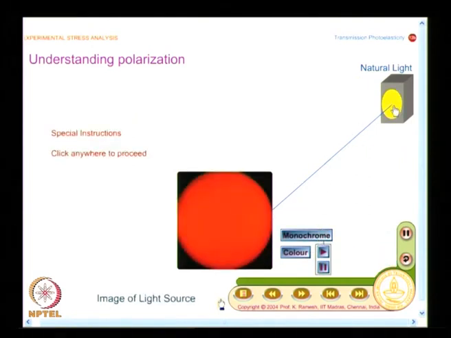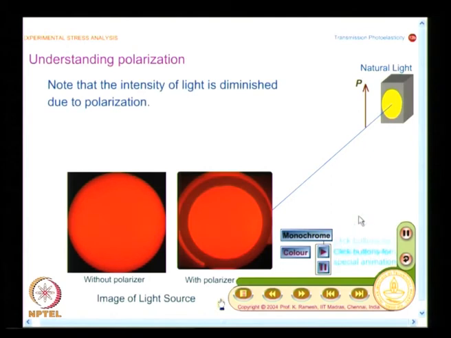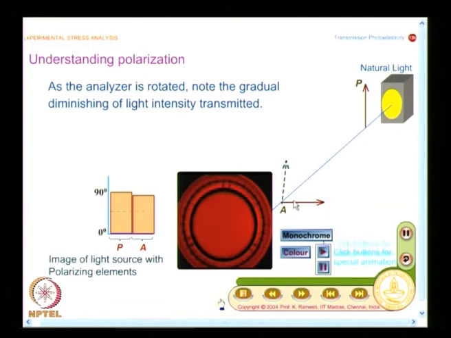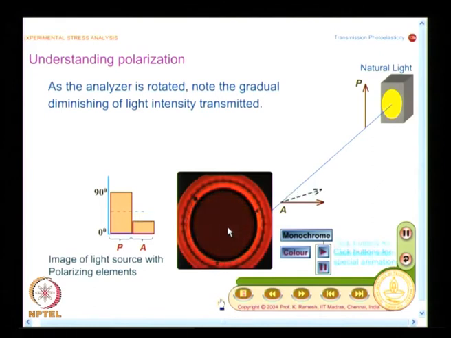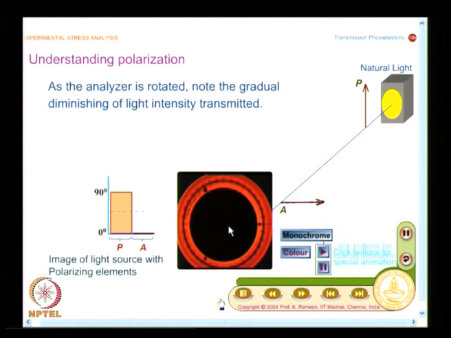I have a sodium vapor lamp, the illumination is brighter, and the same phenomenon takes place. I put a polarizer, some amount of intensity is lost, which you do not see very clearly on the screen, but you can see that in the laboratory class, and when I rotate it and keep it horizontal, this also becomes cut, the light is cut. So, what you understand is, as the analyzer is rotated, note the gradual diminishing of light intensity.